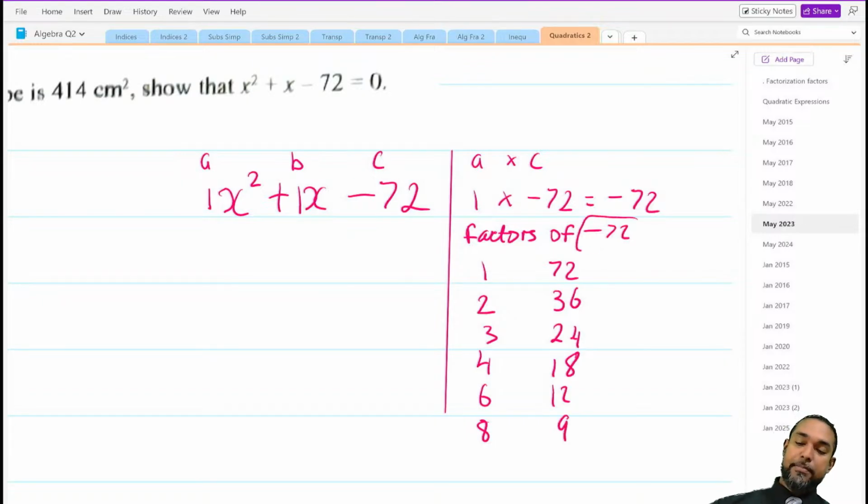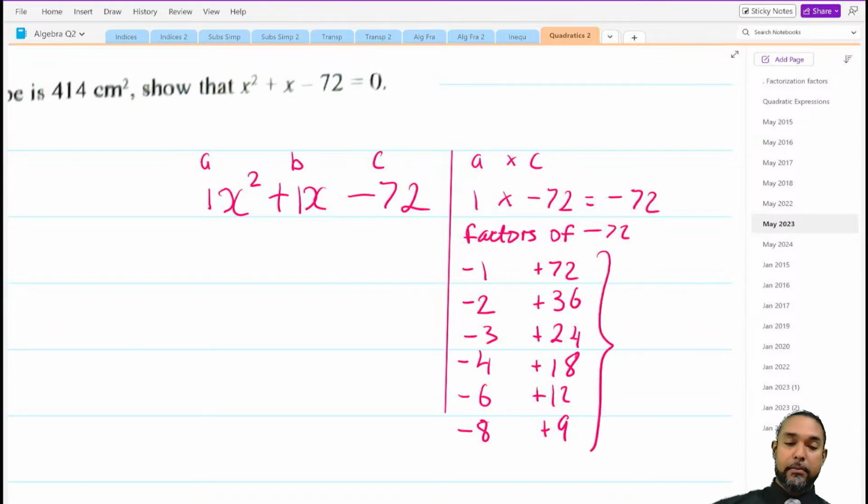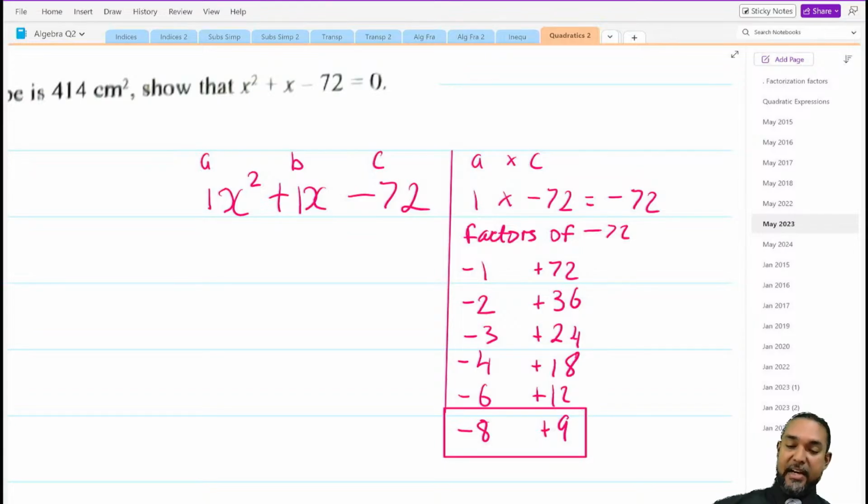Now, it's a negative product, which means in each pair of factors, one is negative, one is positive. How do we know which one is which? Whatever sign it has, the larger factor has the same sign, which means by default, the smaller factor has the opposite sign. So which of these pairs differ by 1? The last pair, minus 8 and 9. And that's how we split the middle term.